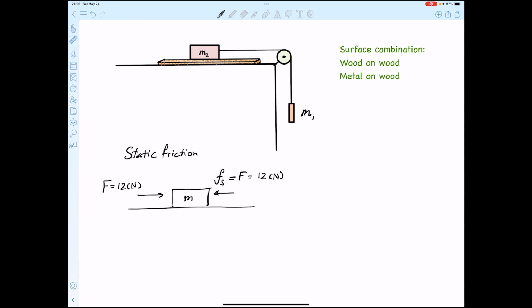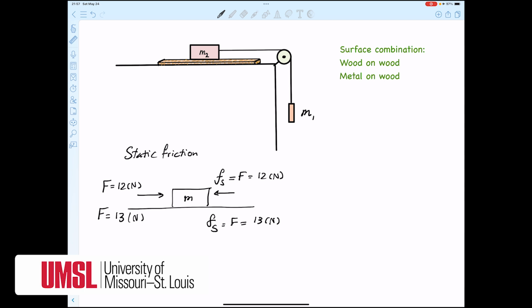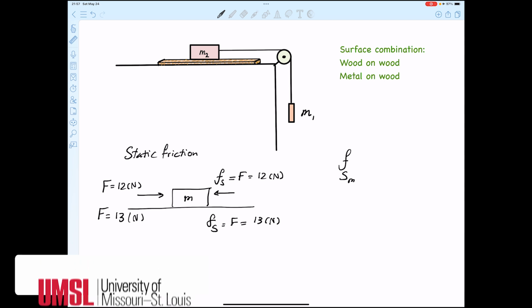If you keep adding more force to your applied force, for example, if you go from 12 to 13 newtons, then the amount of static friction would be exactly equal to 13 newtons. If you keep adding more force, at some point the box or the object is about to move, but it's not moving yet. That is what we call maximum static friction, F static max.